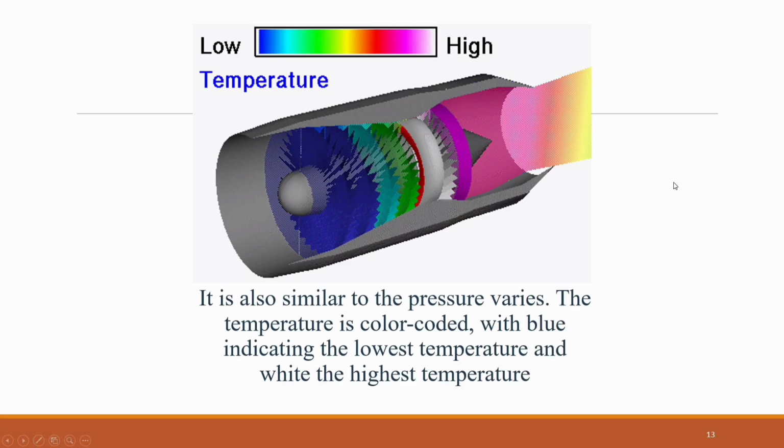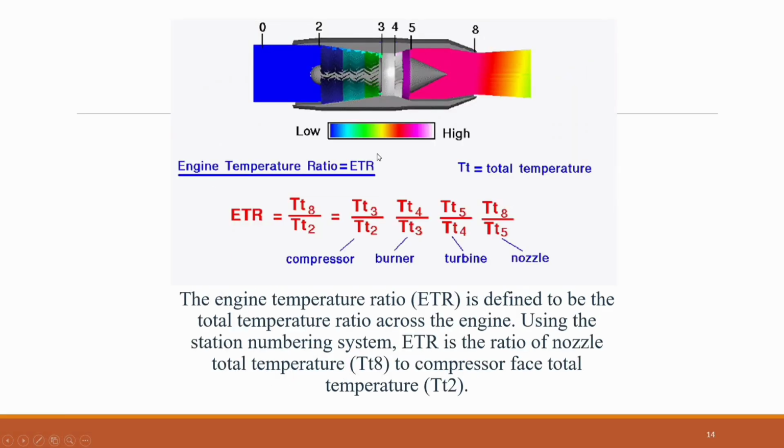Engine temperature ratio, ETR. The engine temperature ratio, ETR, is a key performance parameter that describes the total temperature change across a turbojet engine. Using the standard station numbering system, ETR is defined as the ratio of the total temperature at the nozzle exit, TT8, to the total temperature at the compressor face, TT2.